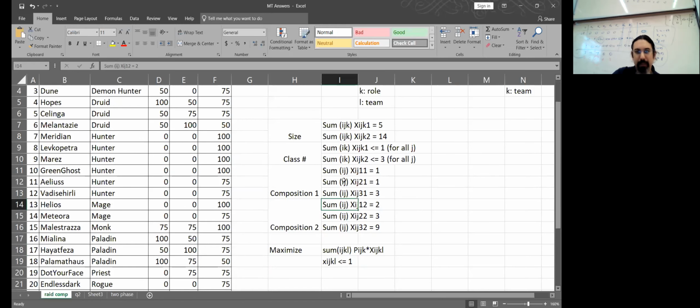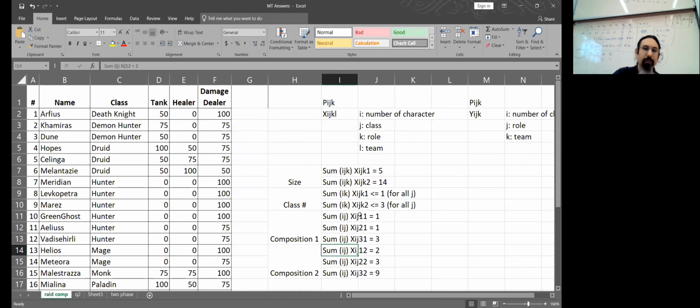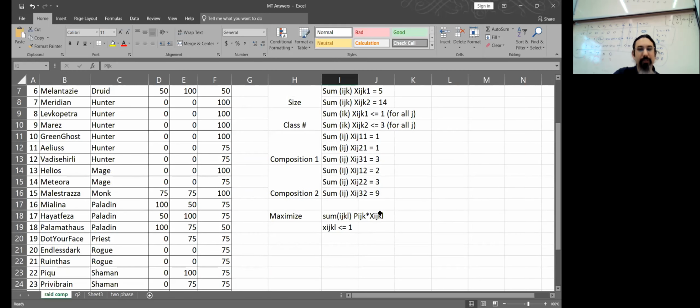And for the maximization part, we want to maximize the performance value, so we'll just multiply performance with x_ijkl and sum it over all indices, which is going to be our objective function for maximization. And this one over here is of course the sign restriction. You can take it as a sign restriction, but it just restricts you between 0 and 1.